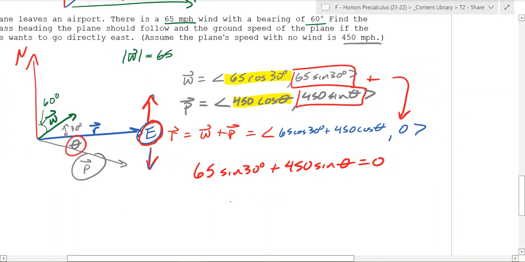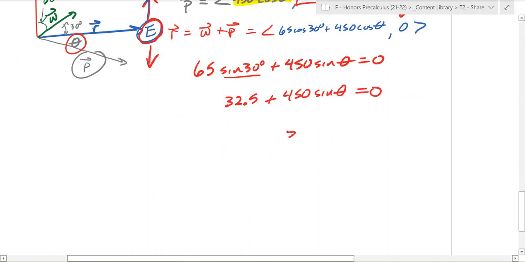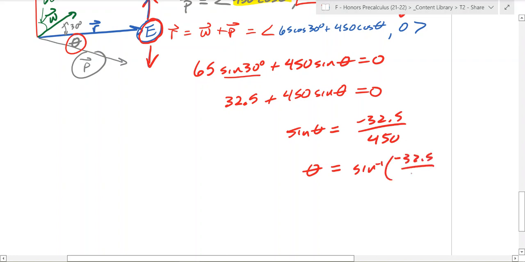So when you do this out, you can do this on your calculator, but you don't really need to because you know sine of 30. So this comes out to 32.5 plus 450 sine of theta equals 0. And you keep on cruising through this, and you'll end up with sine of theta is equal to negative 32.5 over 450. You need a calculator to do this, so theta is going to equal sine inverse of negative 32.5 over 450. And yes, you use your calculator and you end up with negative 4.142 degrees. So that means this angle right there is negative 4.142 degrees.